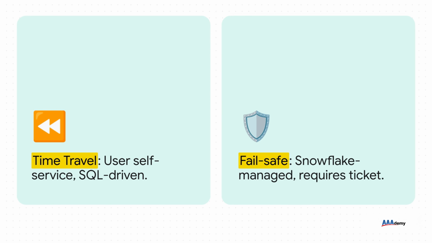Let me repeat that. You cannot write a query to access fail-safe. No way. It actually requires opening a formal support ticket with Snowflake. Because of this, choosing fail-safe as a first step for a normal exam restore task is a guaranteed incorrect answer. It's a massive, massive distractor whenever the question is asking for self-service recovery.